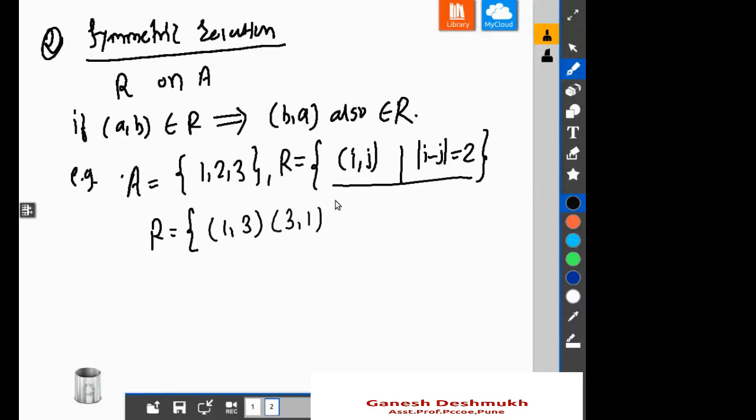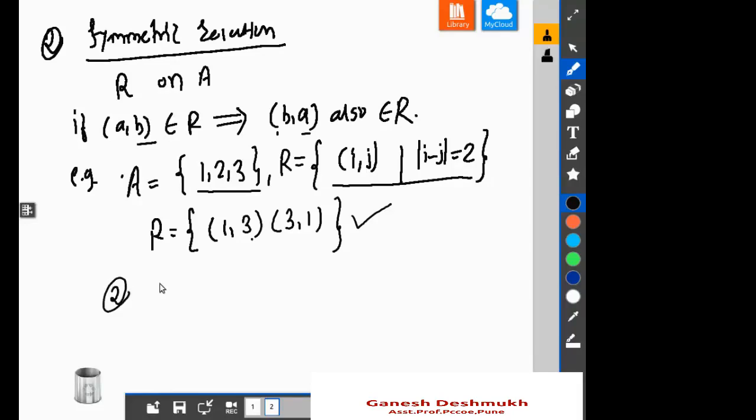So I can have only these two pairs in my relation which is defined on this set which contains only 3 elements. So according to the definition of symmetric relation, if pair (A, B) belongs to R, it implies that (B, A) also belongs to R. Means if (1, 3) is there in the relation, it implies that (3, 1) also should be there in the relation. So this relation I can say is a symmetric relation.